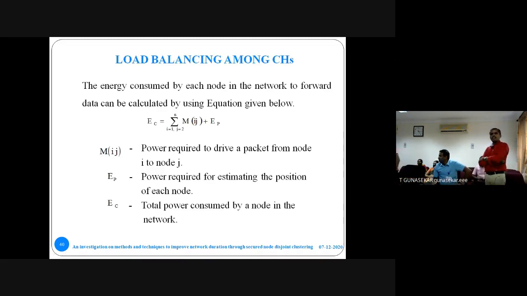After that, we estimate the load assigned to each cluster gate by using this equation. The energy consumed in the entire network is equal to the summation over i equals 1 and j equals 2 to n of M i j plus E suffix b. M i j is the power required to drive a data packet from the ith node to the jth node, E suffix b is the power required for estimating the position of each node, and C is the total power consumed.